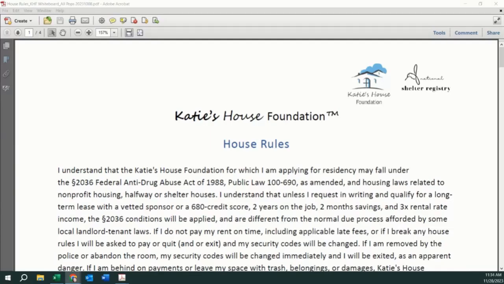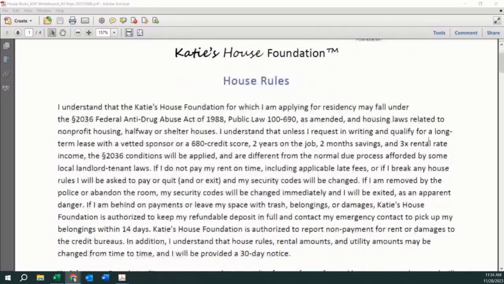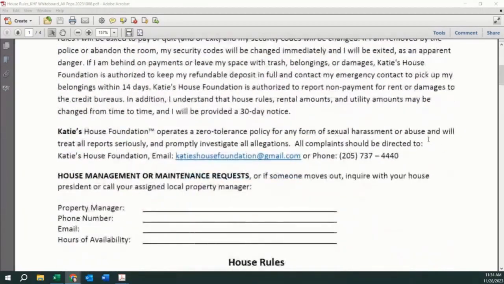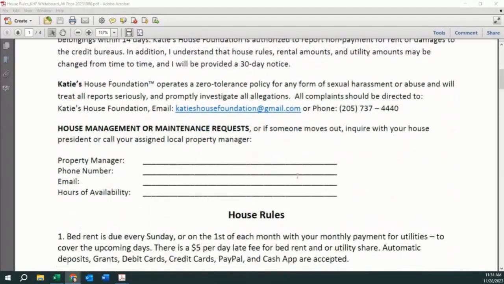Right now, you are looking at the house rules for all populations, and we have already gone over these in detail. I just wanted to point out that this is a short version of that. It's only 4 pages, and it does allow you to put in the property manager's information because you should have a property manager assigned. That way you can, of course, be running your business and not working inside of the business as a property manager.